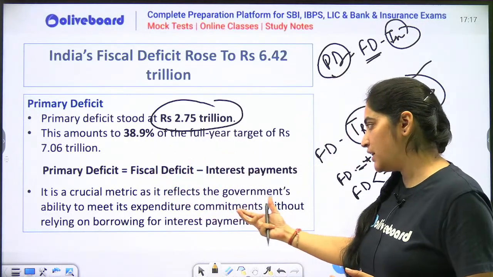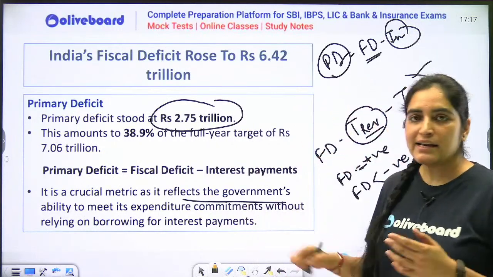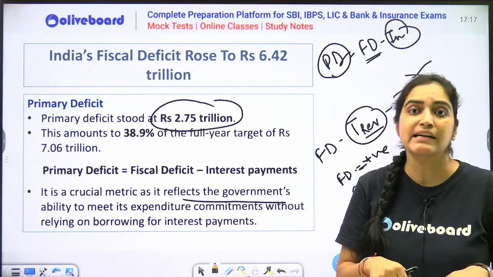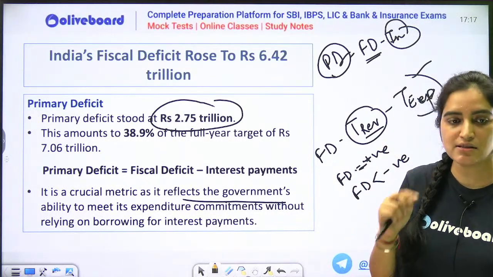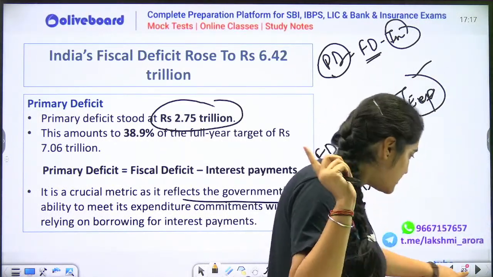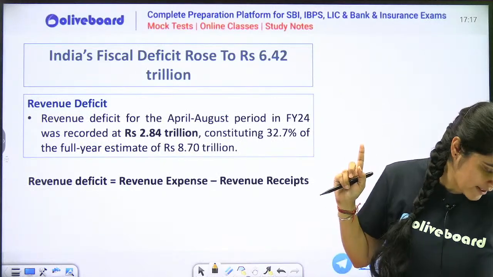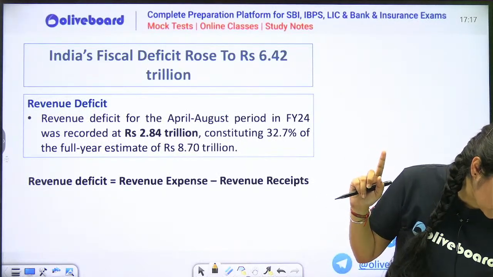प्राइमरी डेफिसिट हम क्यों कैलकुलेट करते हैं? Because we want to see कि जो government है उसकी ability से वो कितना ज्यादा spend कर रही है present day पे। अगर उसकी ability उतना expenditure की नहीं है, then also it is spending, then there is an issue. So that's why this is what you call your primary deficit. Just a minute, guys.